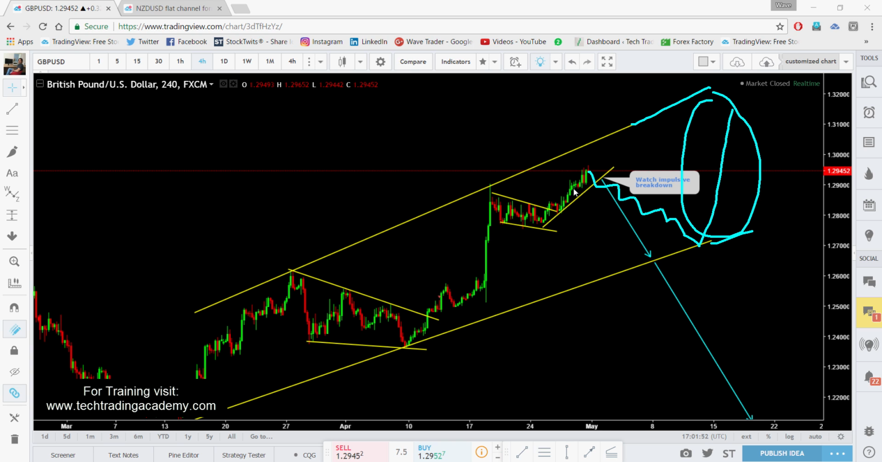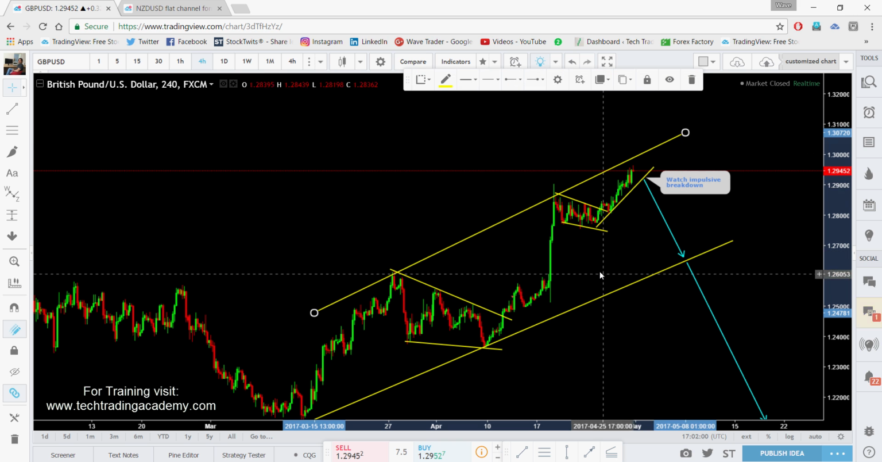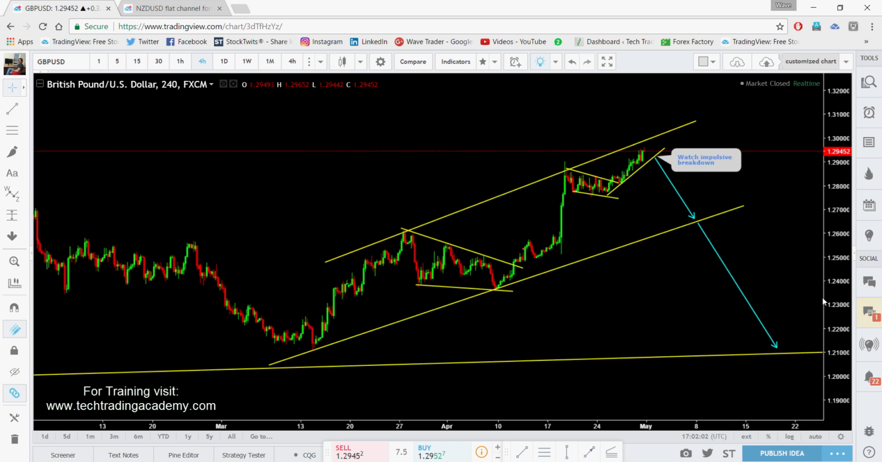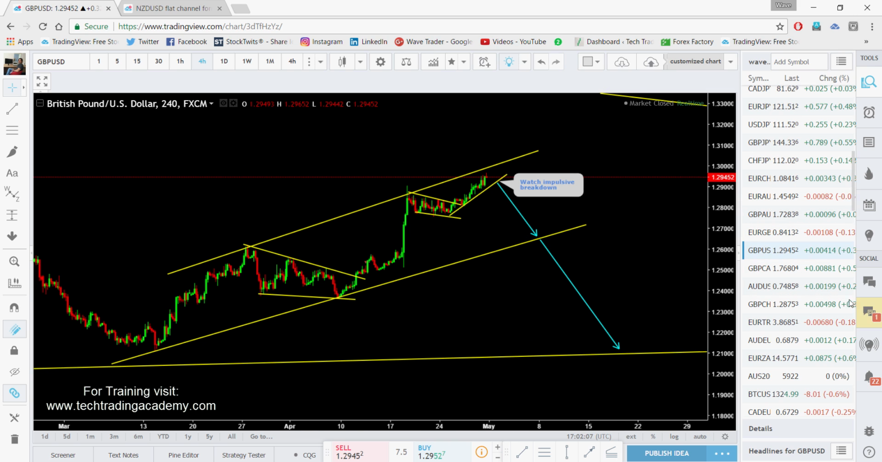Okay, so price is extremely overbought here at the current area, and it is very much possible that price is going to fall aggressively to the downside. An impulse is going to be there very soon. So we'll see if we're going to get an impulse.